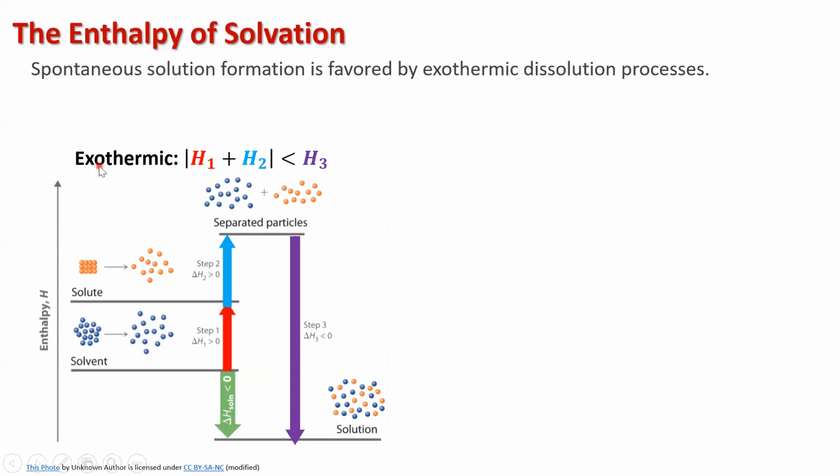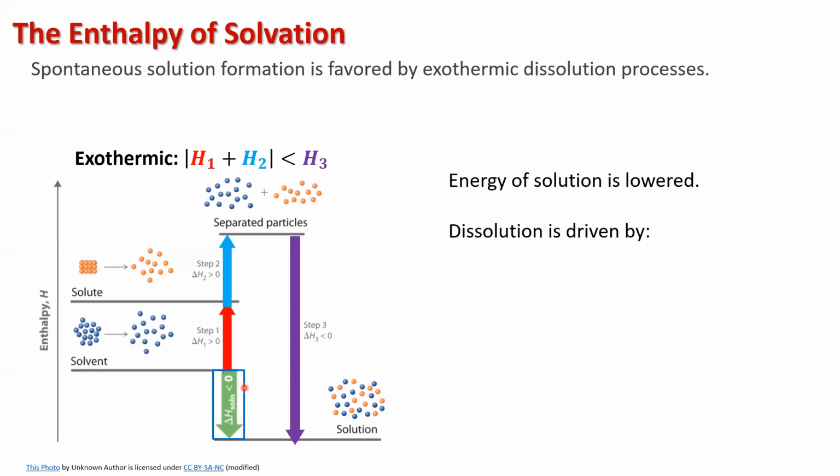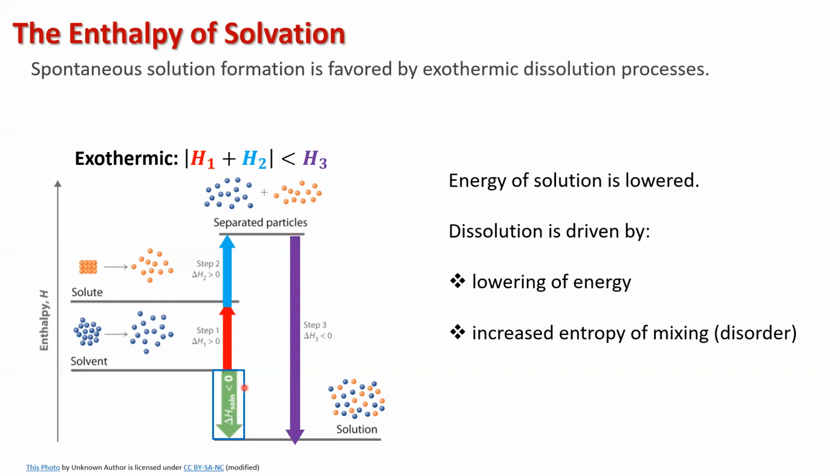In an exothermic dissolving process, the sum of the energy that we have to add in to get the solute and the solvent prepared to dissolve is going to be less than the amount of energy we get back when the solution actually forms. That's where we get that enthalpy of solution value. So the energy of the solution is lower than what the solute and the solvent were separately. The dissolution process is driven by the fact that we're lowering the energy and increasing the disorder in the system. The particles are more disordered in the solution than they were when they were just the solvent and the solute separately.